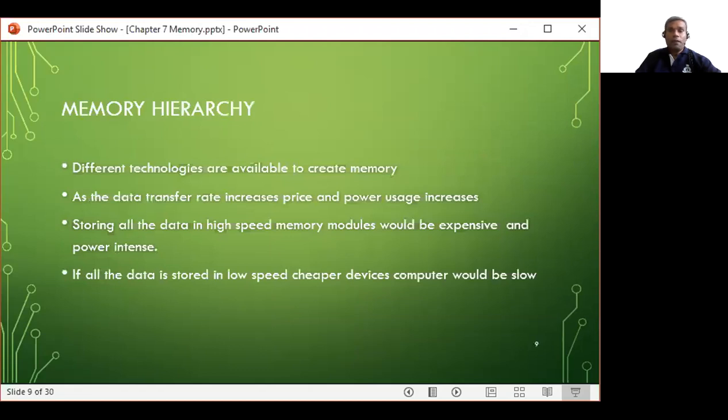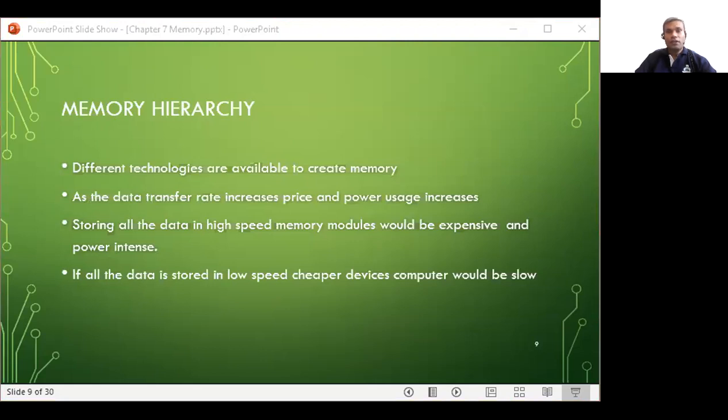Now we will move to a different topic. So far we learned there are different types of memories: CD-ROMs, hard disk, RAMs, things like that. They have their own advantages and disadvantages. One common theme is if you have a high-speed memory, that means it can write or read data very fast. Usually the cost is high and it will consume a lot of power, and also the size may be a little bit large. So that's quite a common thing.